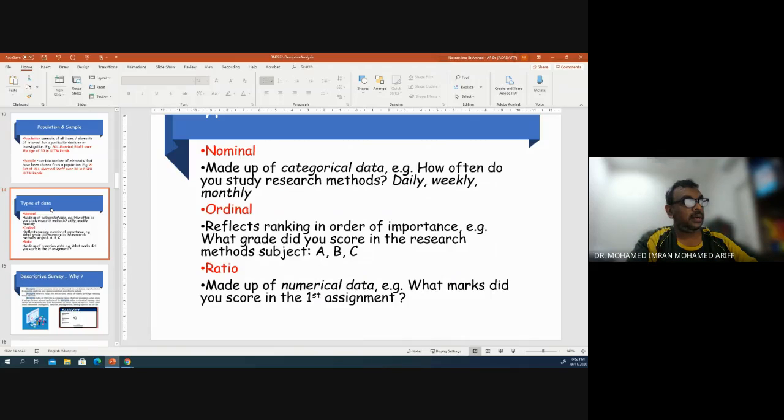Ratio is made up of numerical data. What marks did you score in your first assignment? The numbers. Okay, when we talk about ratio, we talk about numbers. So it's only a fixed number. Let's say we are looking at the weight, berat badan of 100 people or 100 students. So ada yang 70, ada yang 80, ada 50, those are numbers. So that is a ratio lah, the ratio data.